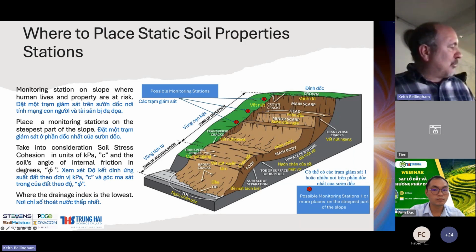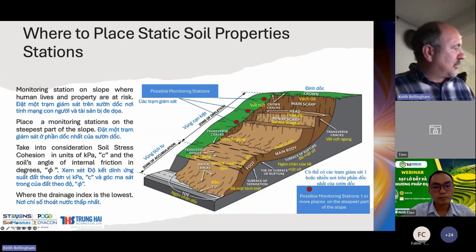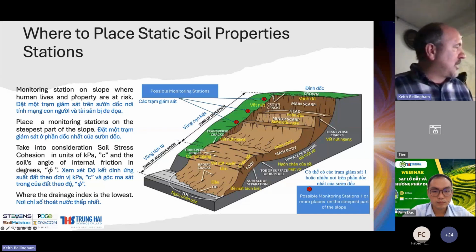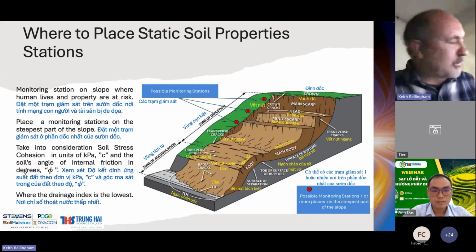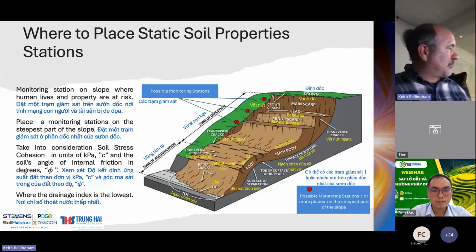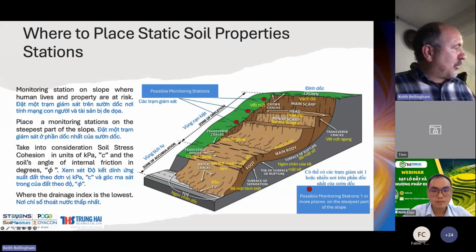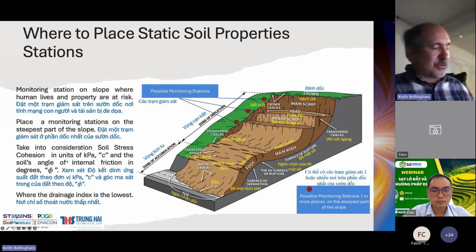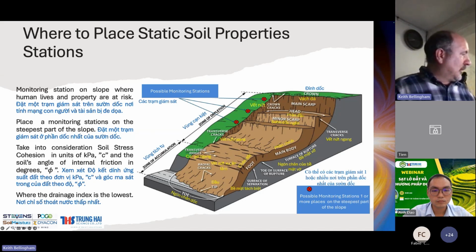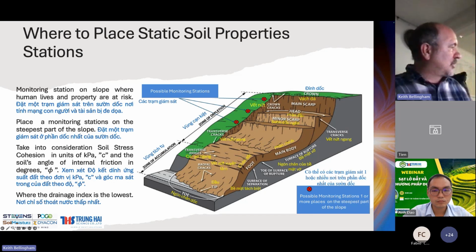Next, we want to talk about possible monitoring stations. Here's a cross-section of a landslide. Typically, you would put a monitoring station in a place where the slope is steep and where human lives and property are at risk of a landslide. Typically in the steepest part. You can test the soils. You can look at these geotechnical parameters such as your cohesion and your angle of internal friction. These can be used to assess where to put the station.